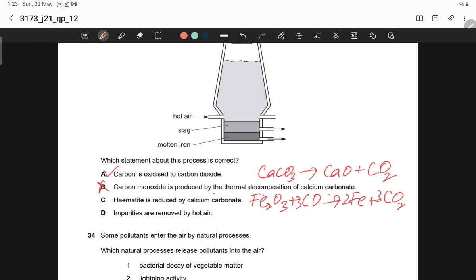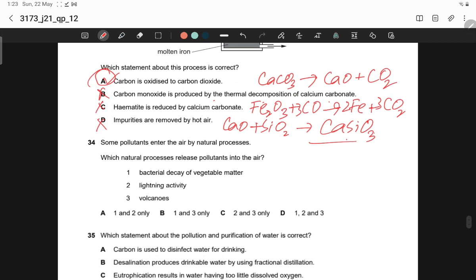Impurities are removed by hot air. No, impurities are not removed by hot air; calcium oxide plus silica, which acts as an impurity, removes them as slag. So this is also incorrect. A option must be correct.